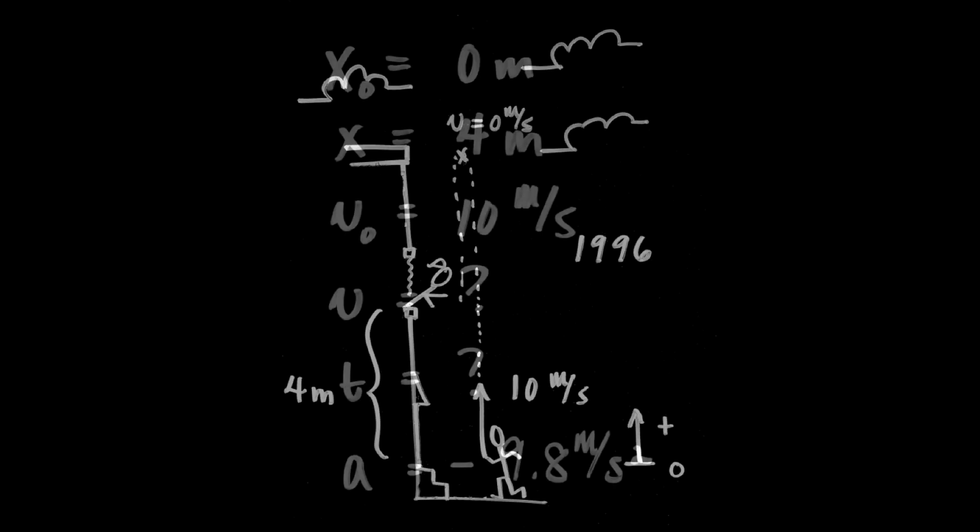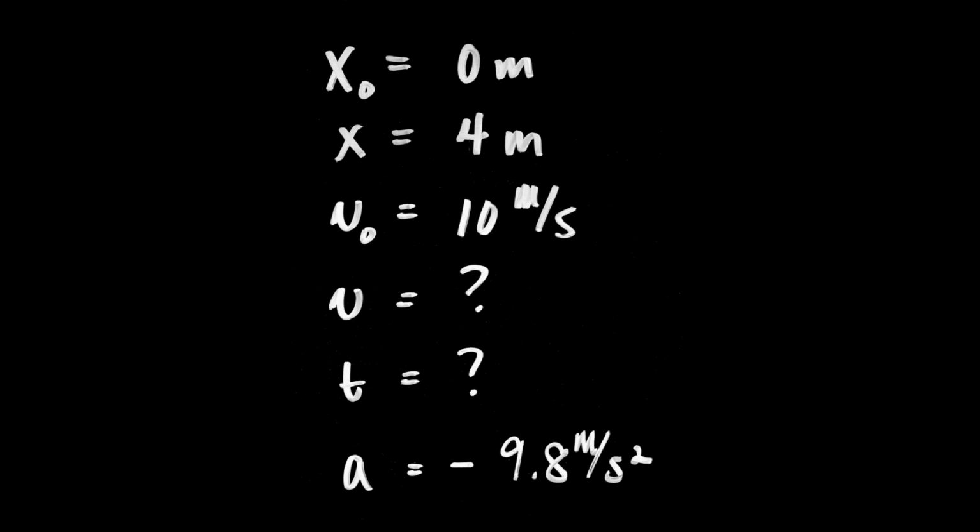So I make my list: initial position, initial velocity, final velocity, time, and acceleration. And I need to fill out the list with the known quantities and put question marks for the unknown quantities. Do I know the initial position of the ring when Slim throws it? Absolutely, I do. I chose it. It's 0 meters. That's convenient and easy to do.